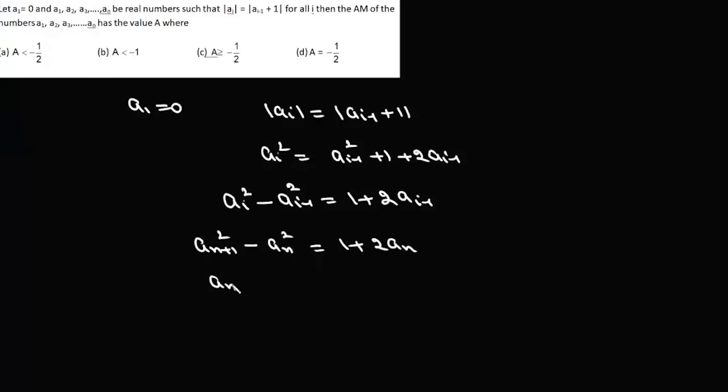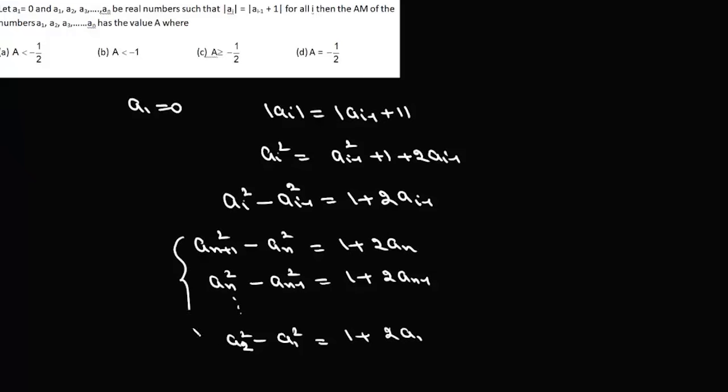Then we can write a_n squared minus a_(n-1) squared will be 1 plus 2a_(n-1), and we'll continue till a_2 squared minus a_1 squared, and it will be equal to 1 plus 2a_1. Now, if we add all these successive terms, they'll cancel. And we know that a_1 is 0. So this value will be 0.